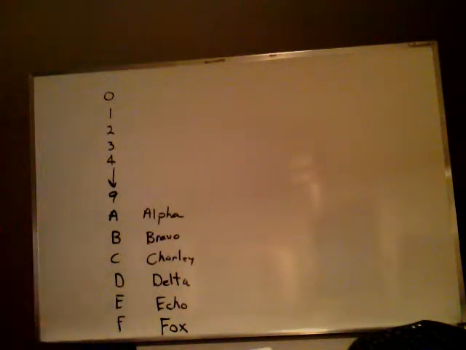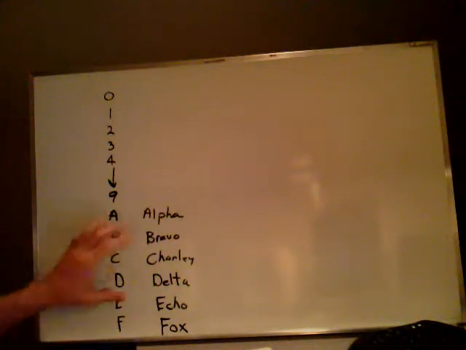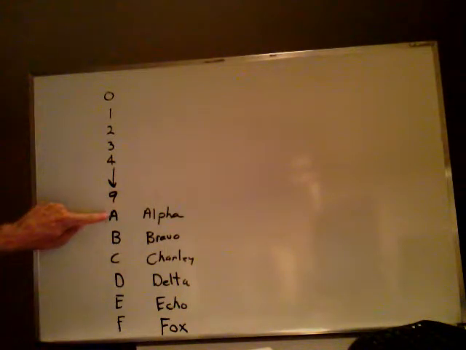This semester, I do not want you to refer to these symbols as the letter. I want you to refer to an A as an Alpha, a B as a Bravo, a C as a Charlie, a D as a Delta, an E as an Echo, and an F as a Fox. That's not to be cool. In industry, professionals don't refer to these symbols as letters.